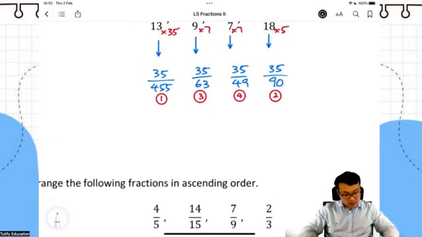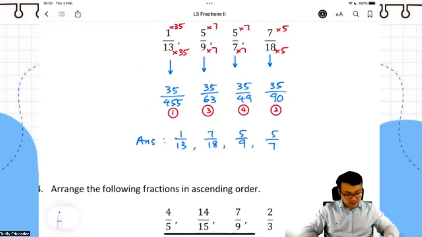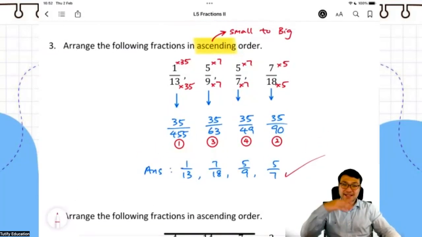So if you would like to write your answer, you should have typed, in the chat group, A, D, B, C. That would have been the correct answer for question 3. But if you're writing the answer here, you must write down the fractions themselves. This, followed by this, followed by this, followed by that. And you would have gotten it correct. That's how you do it.